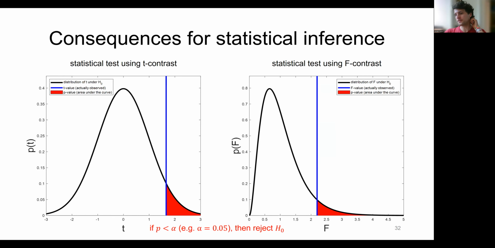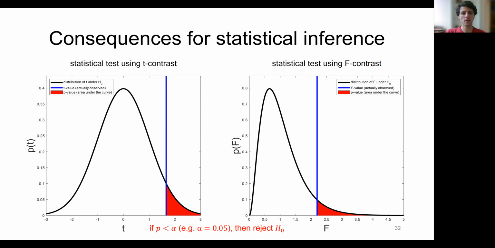So what does it all mean? Why is it useful to set up T and F contrasts? And what do we gain from these test statistics being distributed according to some distribution? The consequence for statistical inference is that we can now use those test statistics, T and F values, to reject the null hypothesis if they have appropriate values.